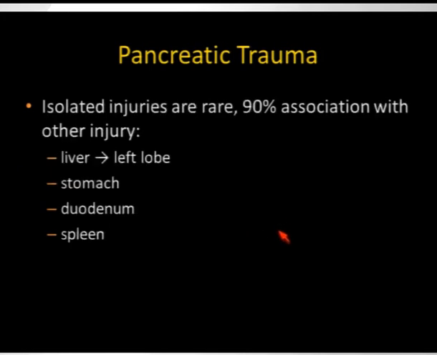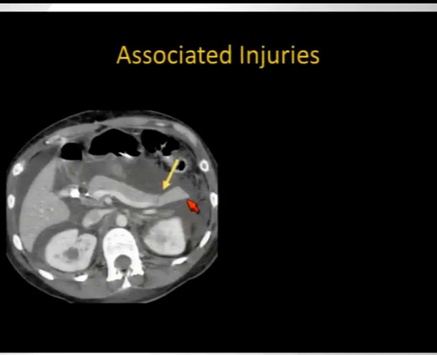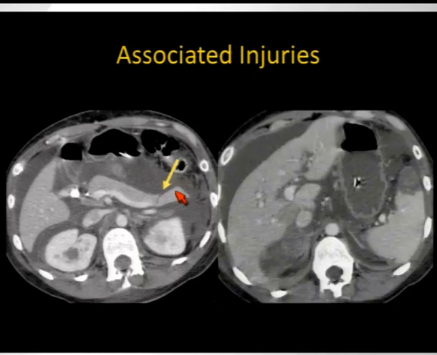But important delayed complications that one needs to remember is if we do not make the diagnosis, fistula and abscesses can develop in patients with missed pancreatic trauma if the main pancreatic duct is injured. The majority of patients with pancreatic trauma will have associated injuries either to the liver, stomach, duodenum, or spleen, such as this patient who has abundant free fluid, a clear laceration in the tail of the pancreas, fluid anterior to the tail, so this patient likely has a main duct injury, but there's also an adrenal hematoma, a splenic contusion.